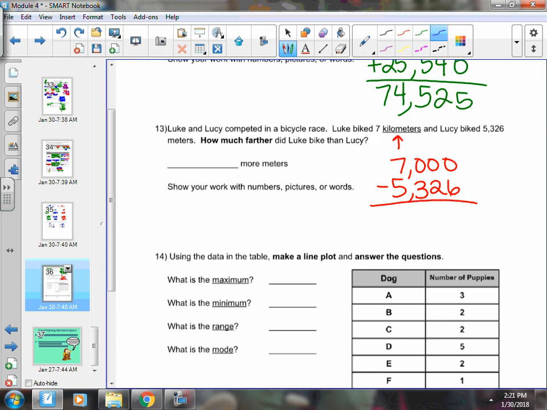Can't do 0 minus 6, can't take away from nothing, so I'm going to take one of my thousands, which is 10 hundreds, take one of my hundreds, which is 10 tens, take one of my tens, which is 10 ones. Now I can subtract. 1,674.